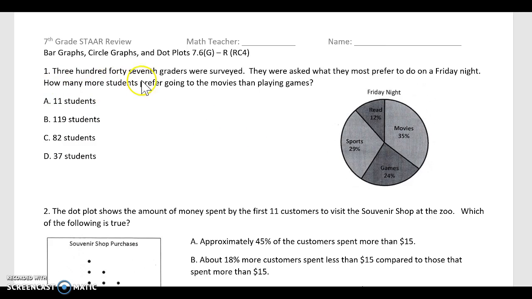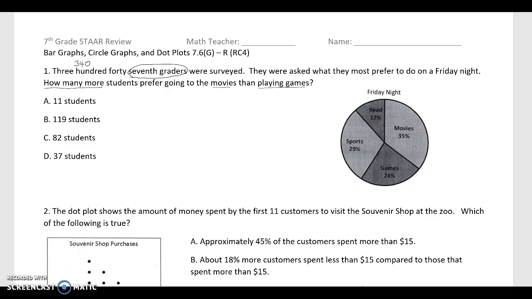The first one says 340 7th graders, okay? So guys, I was a little confused the first time I read this. So we're talking about 7th graders, and there's 340 of them. At first I thought it said 347, and I couldn't get the right answer, okay? So they were asked what they most prefer to do on a Friday night. How many more students prefer going to the movies than playing games?